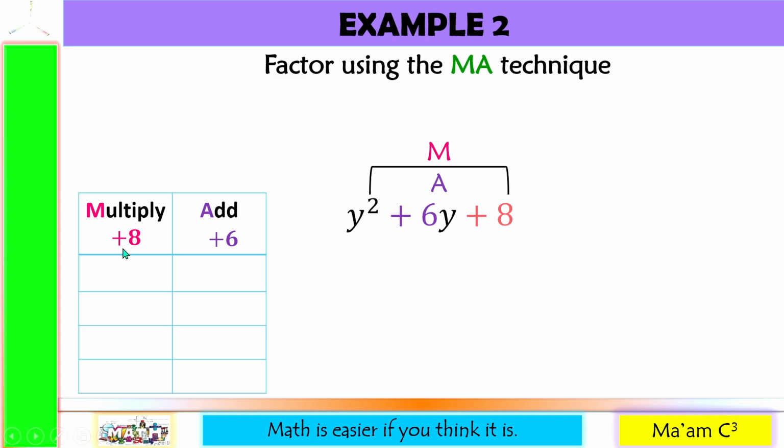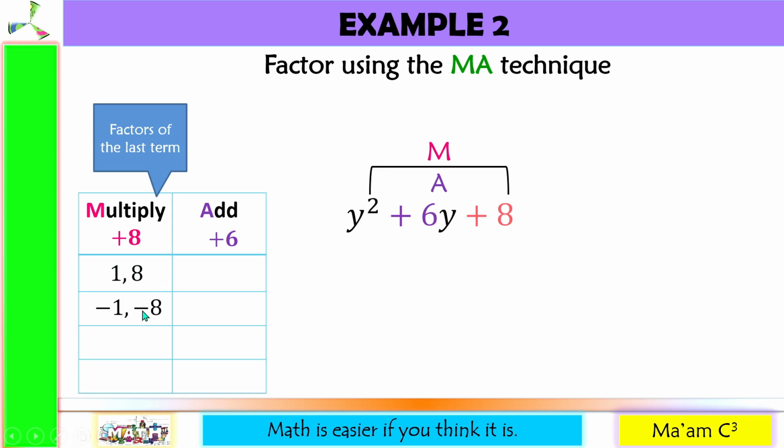So again, I'm going to look for factors or numbers that when multiplied will give me positive 8. So I could start with positive 1 times positive 8, negative 1 times negative 8, positive 2 times positive 4, negative 2 times negative 4. Then I'll add them. 1 plus 8 is 9. Negative 1 plus negative 8 is negative 9. 2 plus 4 is 6. Negative 2 plus negative 4 is negative 6.